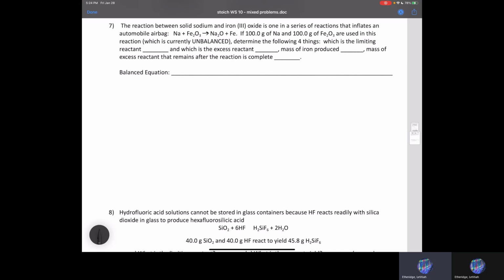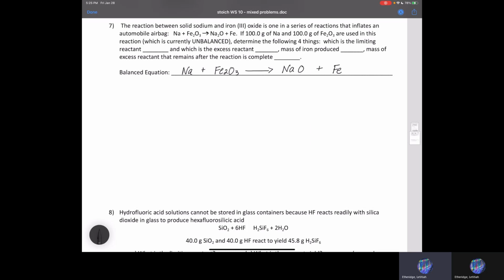All right, so we are going to start first of all with balancing our equations. So it says that we have sodium and then we have iron 3 oxide, so that's Fe2O3. Now, if you look at this in any way, shape, or form, you should recognize this as a single replacement reaction. That means that sodium and iron are going to swap places. So I'm going to end up with Na2O, and then iron will now be all by its lonesome.